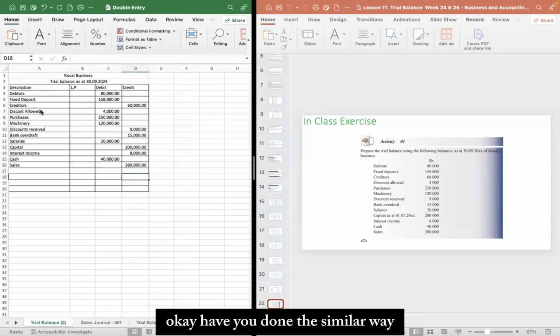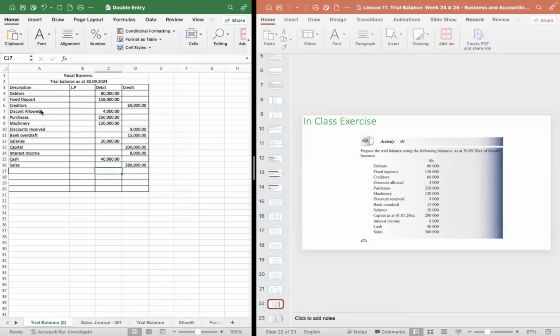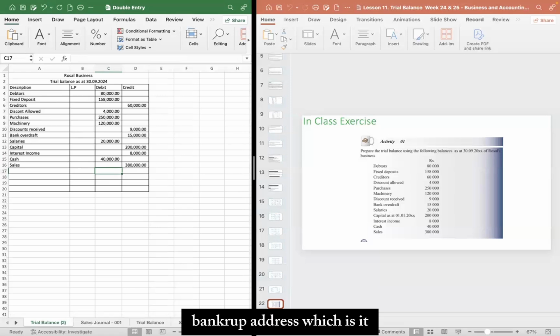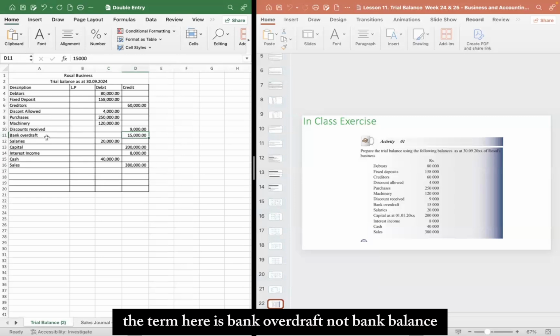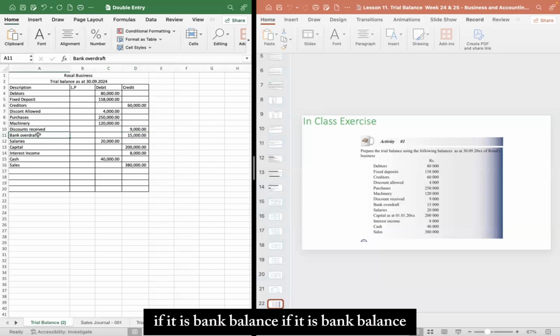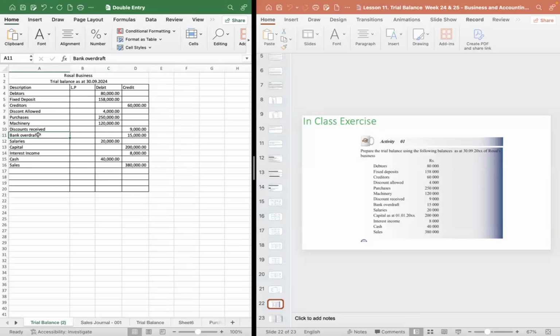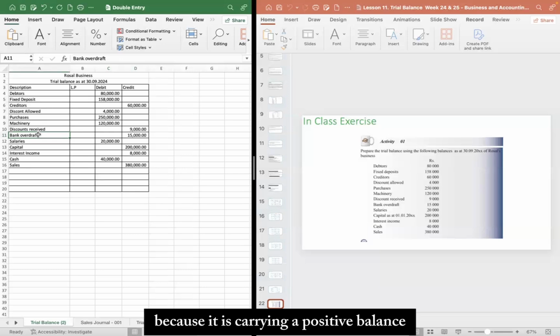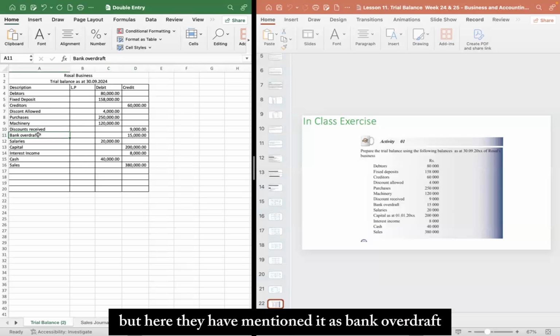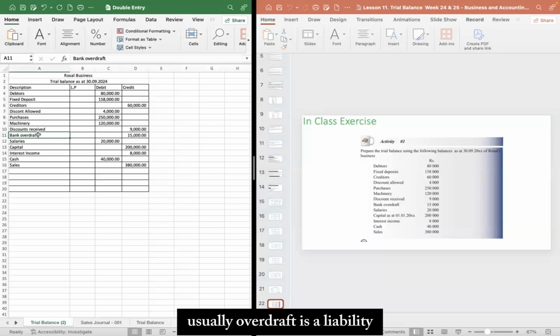Okay. Have you done it in a similar way? So for bank overdraft, is it debit or credit? Bank overdraft is credit. Now the term here is bank overdraft, not bank balance. If it is a bank balance, then it's debited because it is carrying a positive balance. But here they have mentioned it as bank overdraft. Usually an overdraft is a liability.